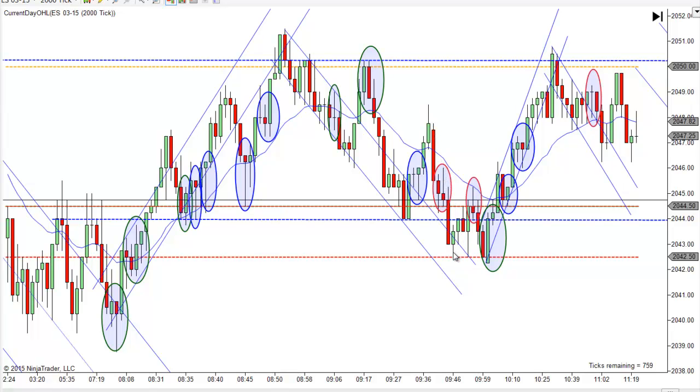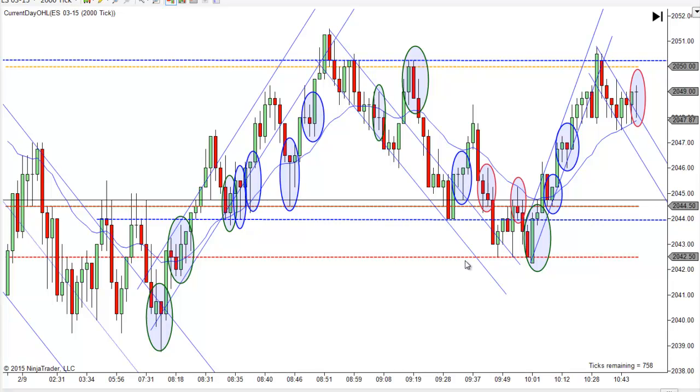It's real close. And then there's a two-legged pullback with a second entry right there. And another easy scalp, and then it reverses. And I like this one. Look, this is a perfect repeat pattern. Look at that, and then look at this. It's almost a perfect repeat pattern.